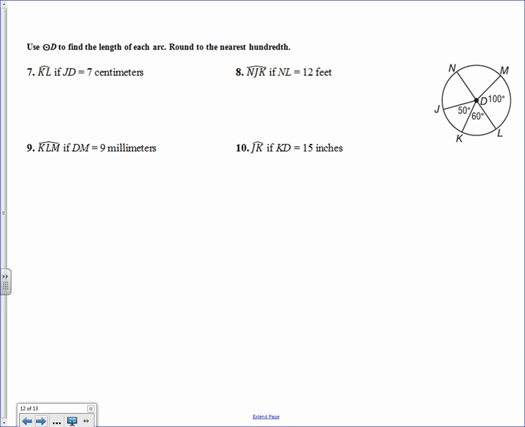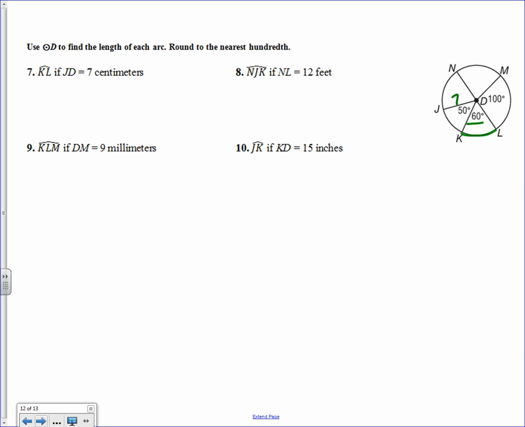Use circle D to find the length of each arc, round to the nearest hundredth. So we're looking for the measure of arc KL if JD is 7. JD is our radius. It's 7. We're looking for KL. That means all of the radii are 7. It doesn't matter which one we look at. We should notice that we have a central angle of 60. We should be able to find the circumference.